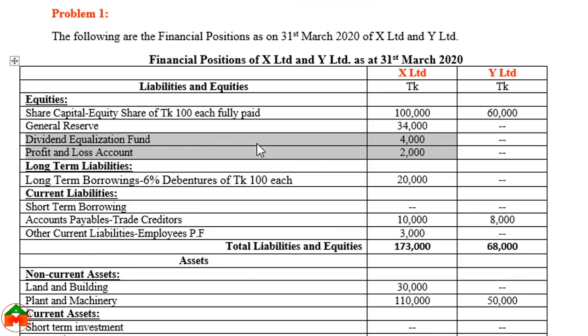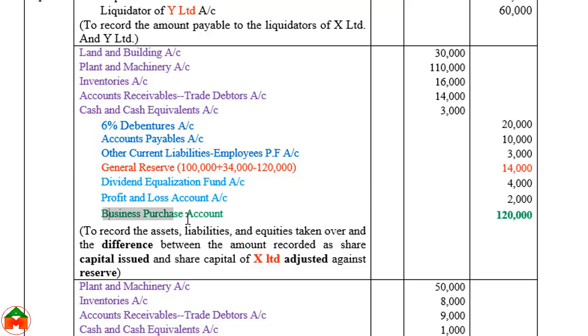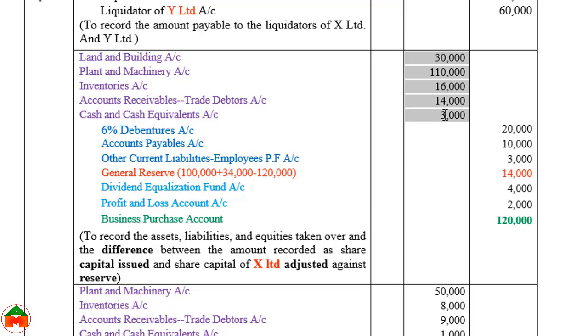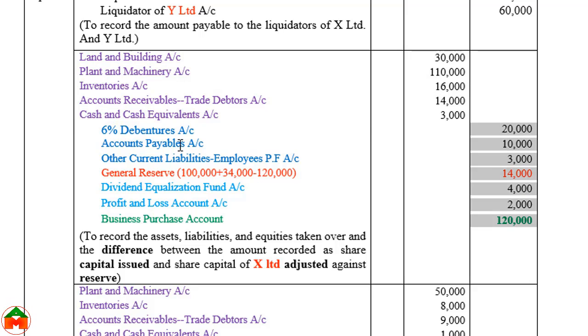The first one is dividend equalization fund 4,000, profit and loss account 2,000. This will be shown in the credit side of Jet Limited. Here these two items have been shown in the credit side, and ultimately business purchase account with the purchase consideration amount 1,20,000. This will be shown in the credit side. These are the debit item, all the assets, and these are the credit item, liabilities, equities, reserve, and business purchase account, I mean the purchase consideration amount.